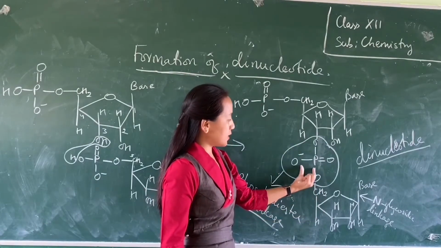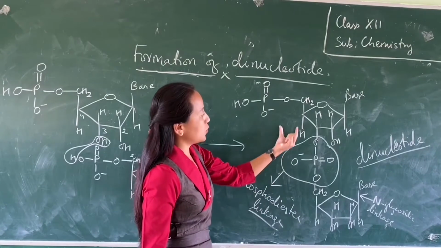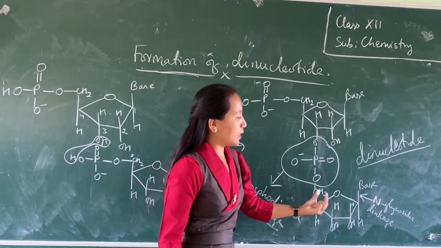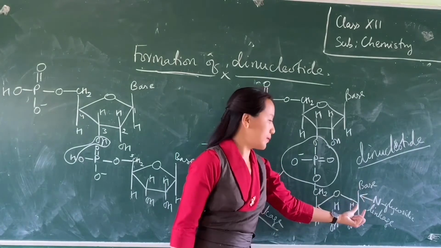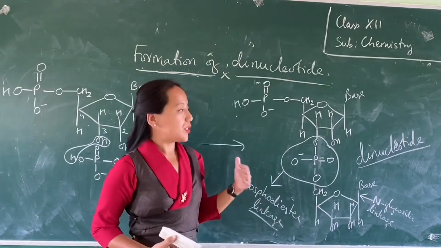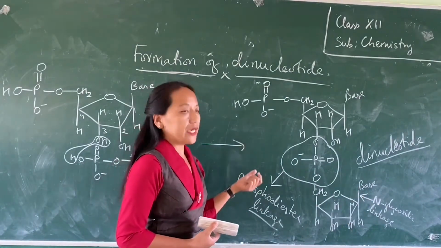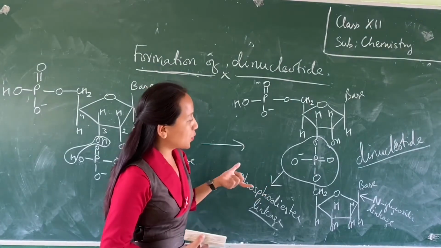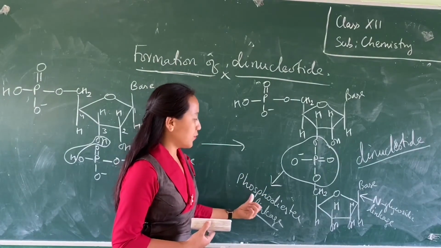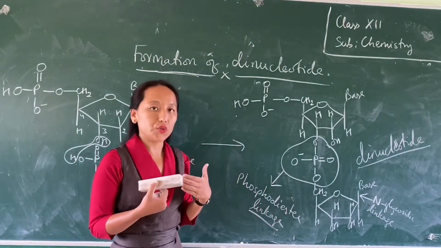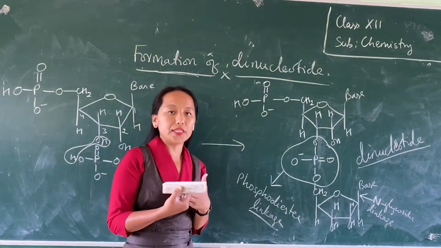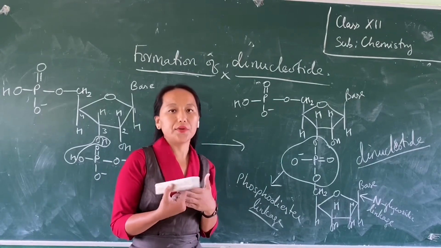So phosphodiester linkage is formed between the two nucleotides, and N-glycosidic linkage is formed between the base and the first carbon atom. So this is about the formation of a dinucleotide, where the two nucleotides are linked together by phosphodiester linkage. Now many of these nucleotide units join together to form a polynucleotide chain, which is either DNA or RNA.